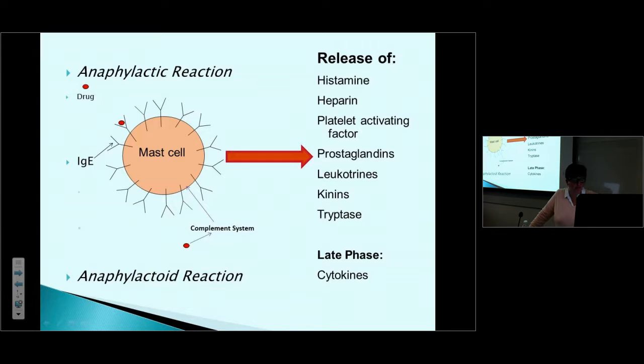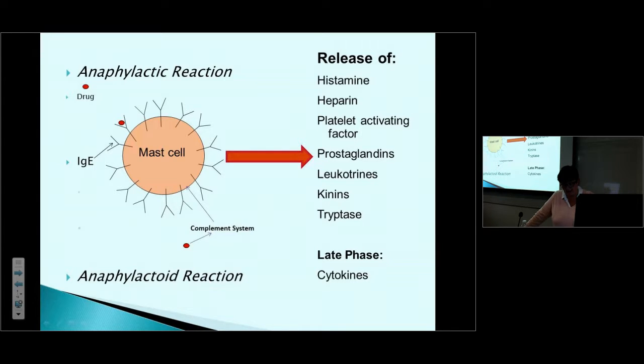release these mediators. As opposed to an anaphylactoid reaction, what happens here is when the drug is taken in, it triggers an enzymatic cascade, which is called the complement system. And this in turn triggers the mast cell to release all of these mediator factors as well. And when these mediators are released, histamine, heparin, platelet activating factor, prostaglandins, leukotrienes, kinins, tryptase, they can cause bronchoconstriction, vasodilation and increased permeability that are responsible for the clinical features of anaphylaxis.